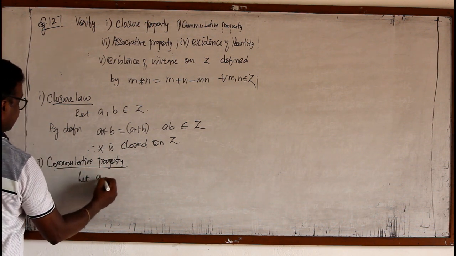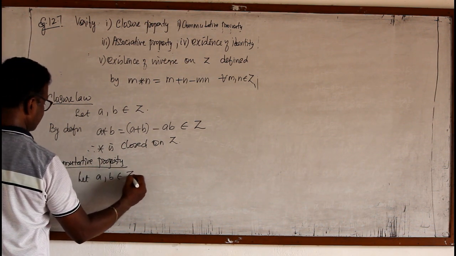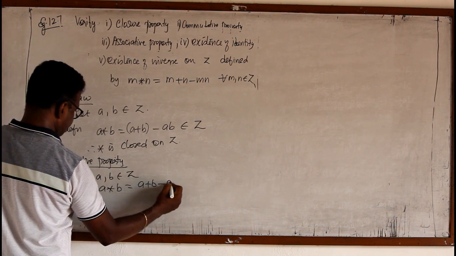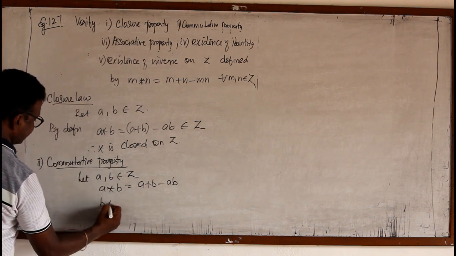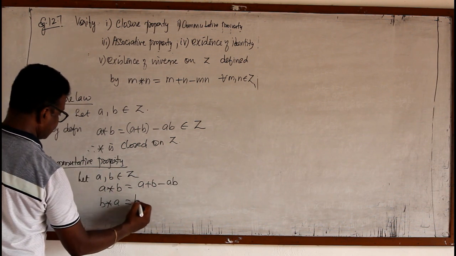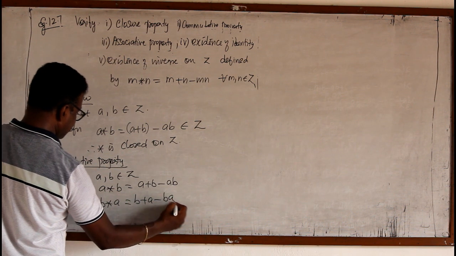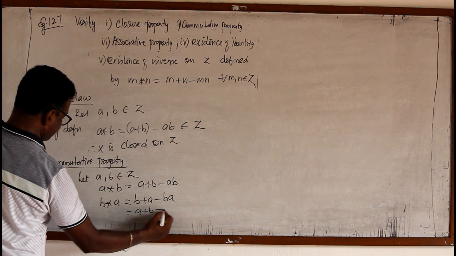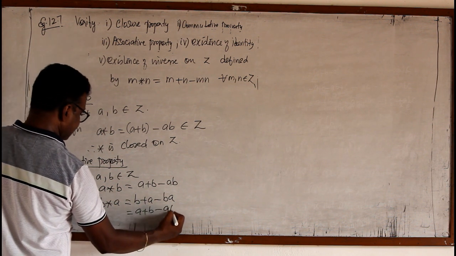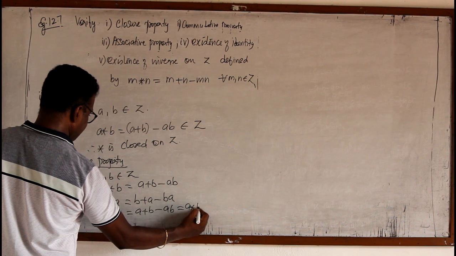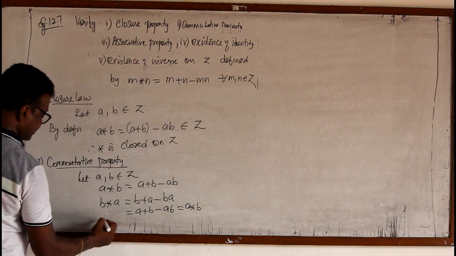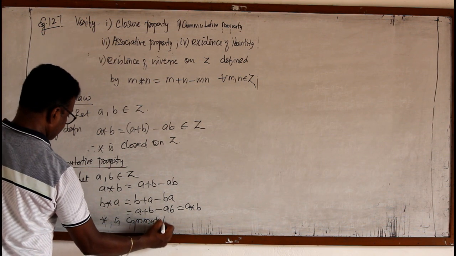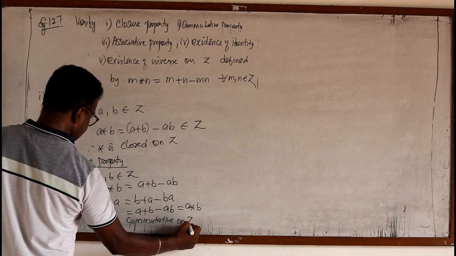Let a, b belong to Z. We know a star b means a plus b minus ab. Now if I change the order, b star a, then it is b plus a minus ba as per the star. But we know b plus a minus ba can be written as a plus b minus ab. So is it not our a star b? See, b star a equals a star b. So star is commutative on Z.